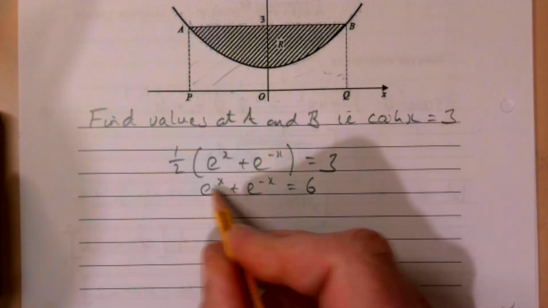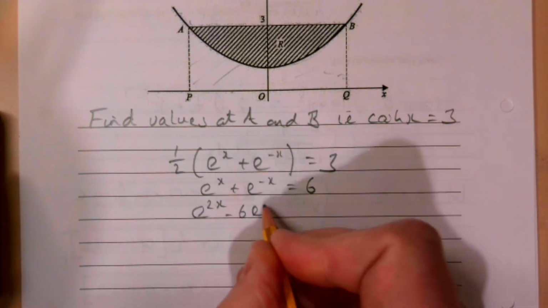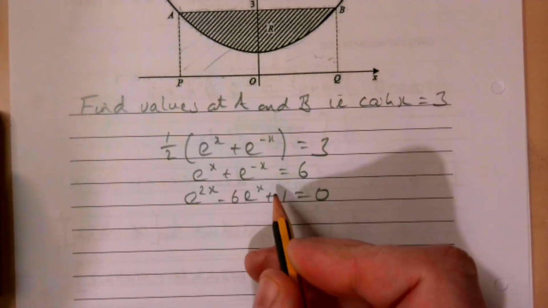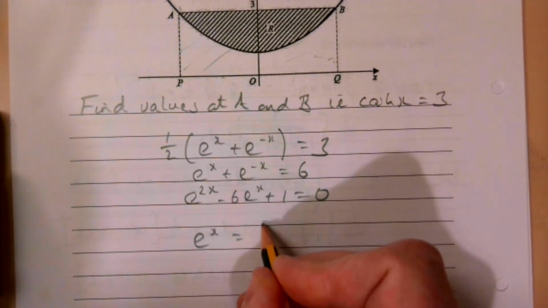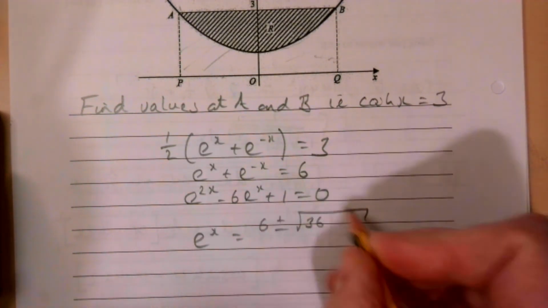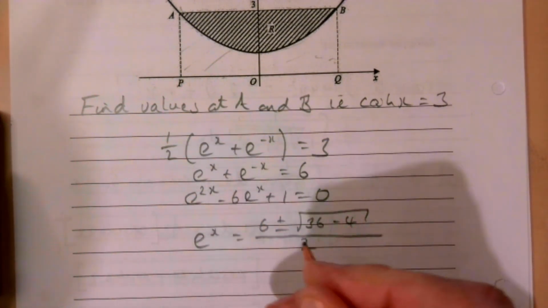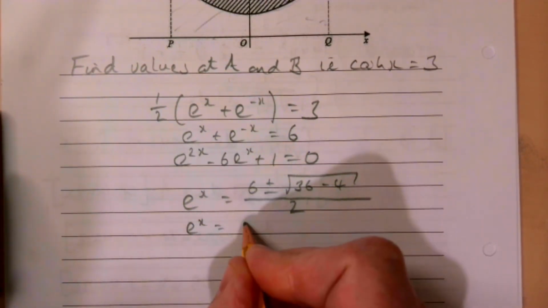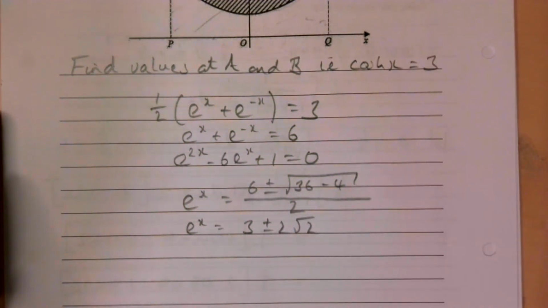How do we normally do this? We multiply through by e to the x. So we're going to have e to the 2x minus 6 e to the x plus 1 equals 0. Quick quadratic here with this, so e to the x then is going to equal minus b, 6, plus or minus the square root of 36 take away 4, all over 2a, which is going to be 2. So our values of e to the x, they're going to be 3 plus or minus 2 root 2, whenever you sit and work it out.